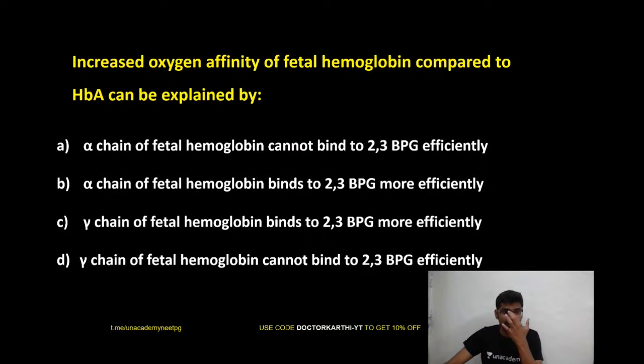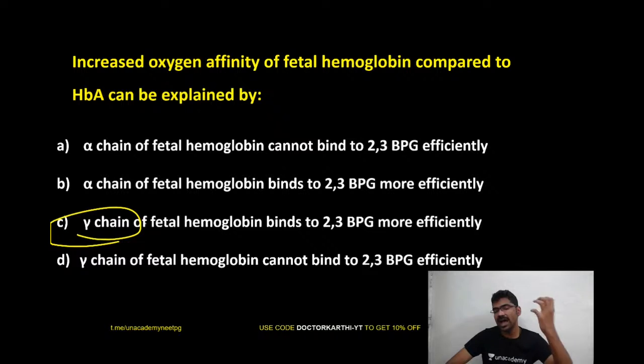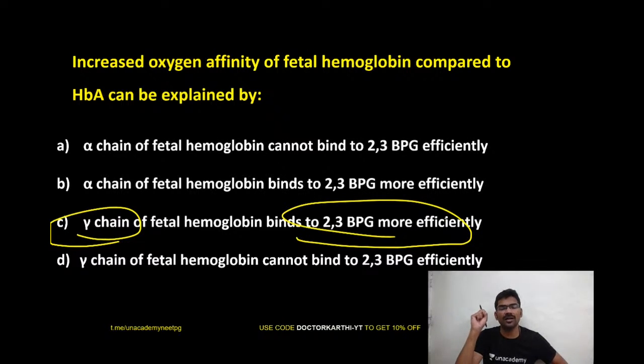So your gamma chain does not have those positively charged residues. Clear? The gamma chain does not have positively charged residues like histidine, lysine and all. So 2,3-BPG cannot come and efficiently bind to the gamma chain of HbF.